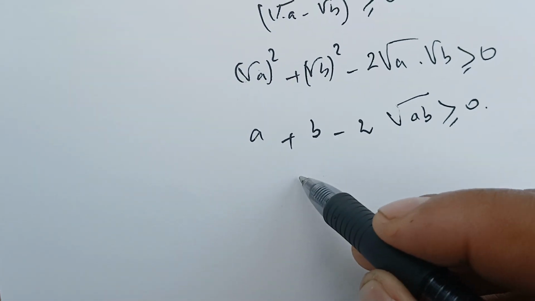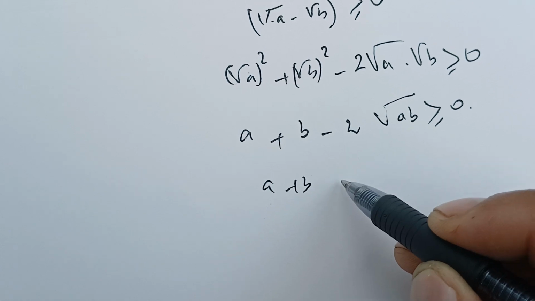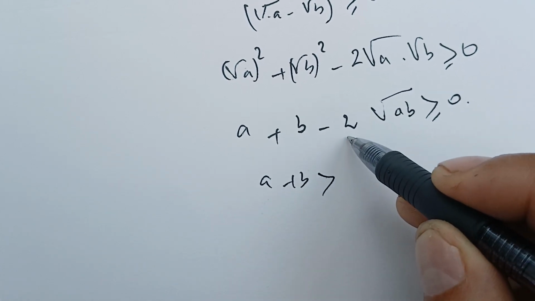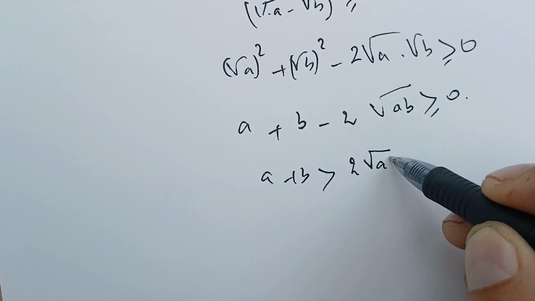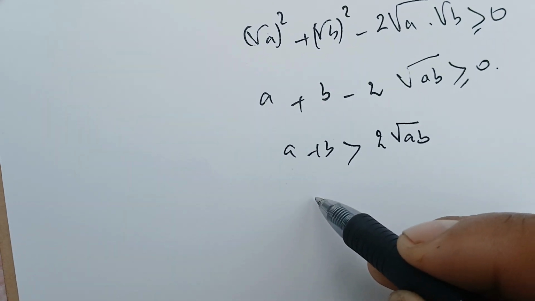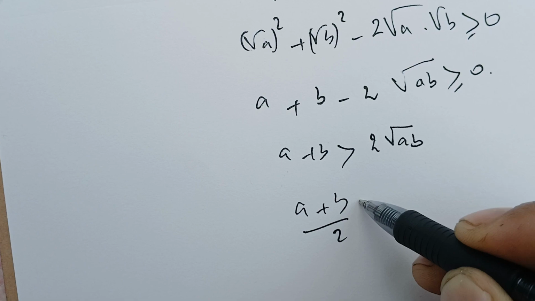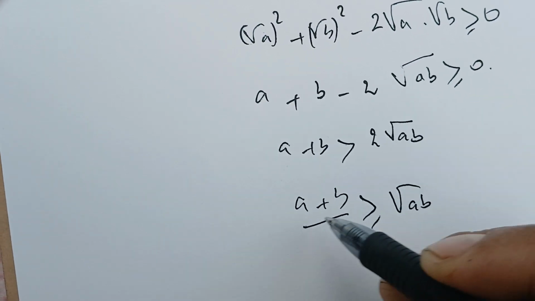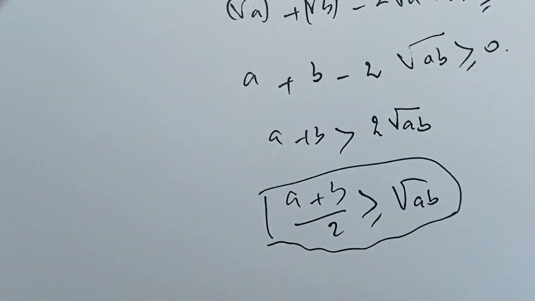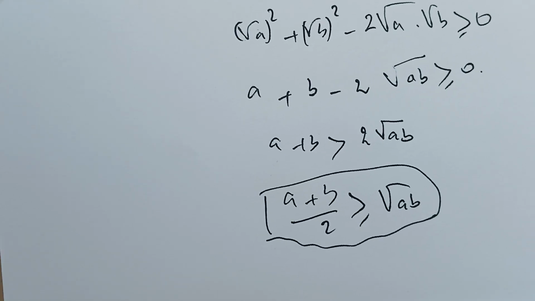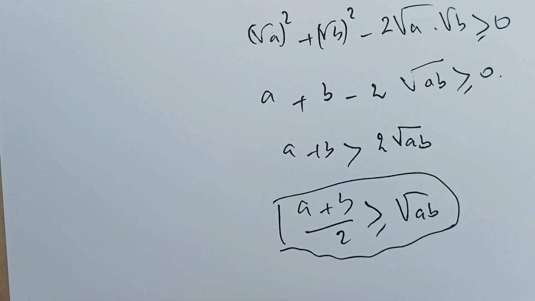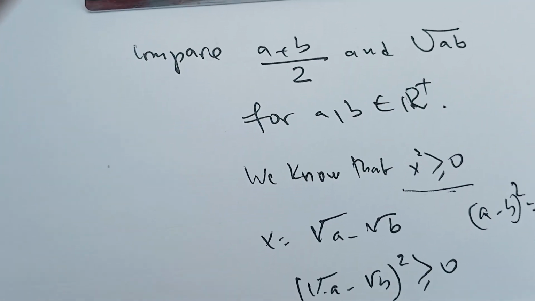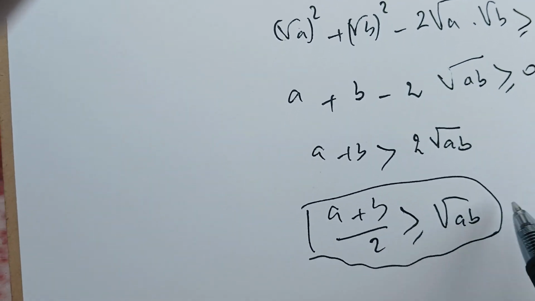Okay, so now we add 2 square root of ab to both sides to get this one, and we divide by 2 to get this one. Okay, so this is a result that's very easy to remember using this simple proof. This is very useful.